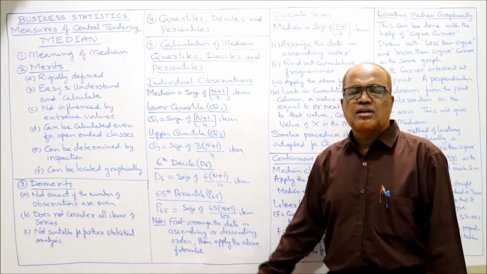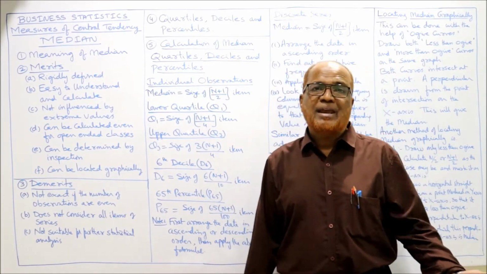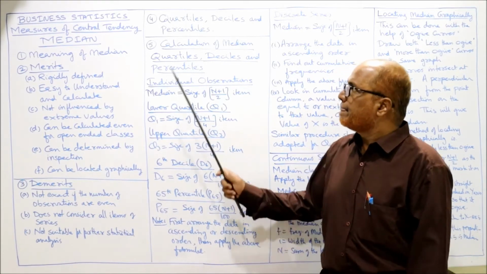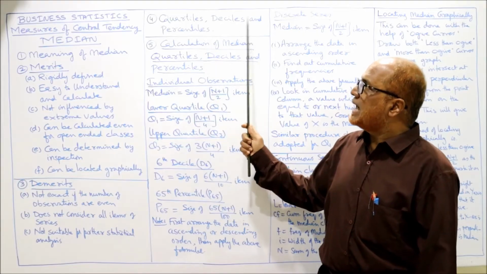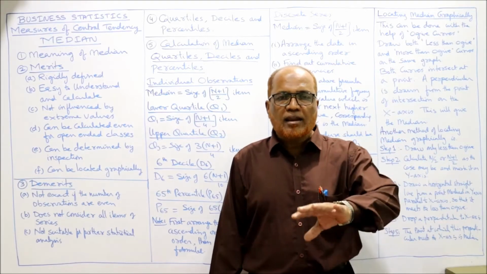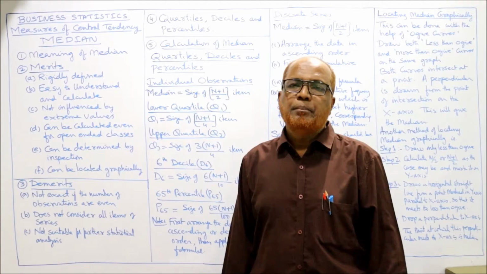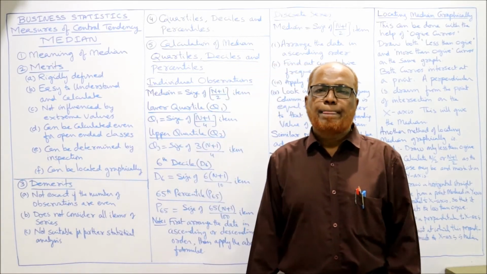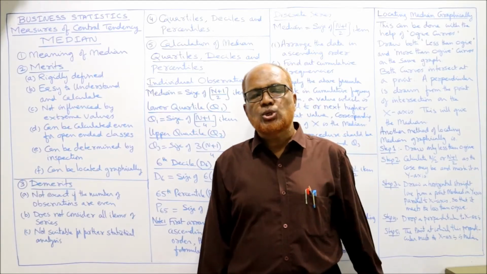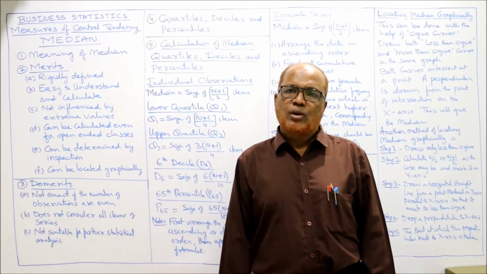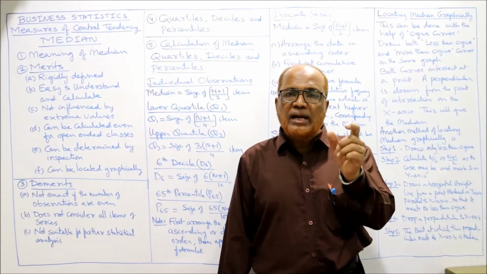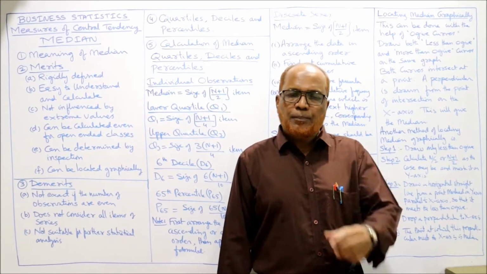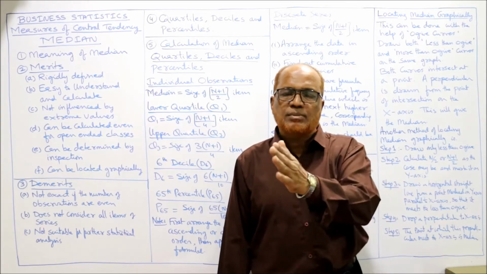But in spite of these demerits, we have many merits of this median. That's why we use this average also. Now quartiles, deciles and percentiles. These are related to median only. Just like the median, there are quartiles, percentiles and deciles. So what are quartiles? The median will divide the series into 2 equal parts, whereas quartiles will divide the series into 4 equal parts. They will divide the whole distribution into 4 parts.